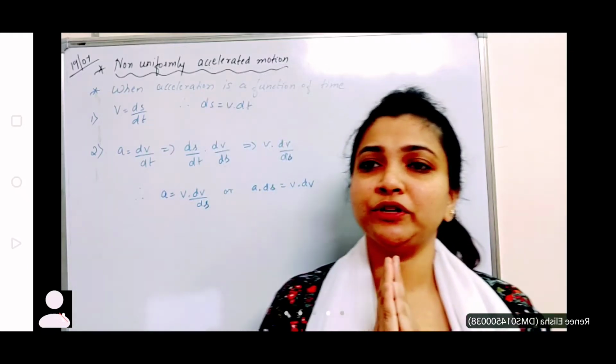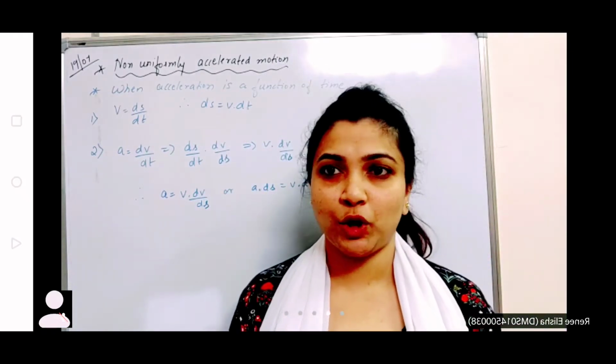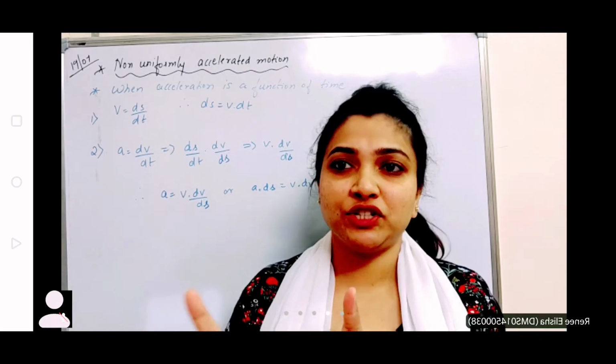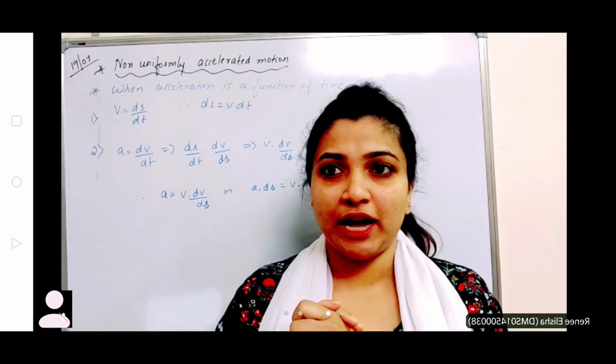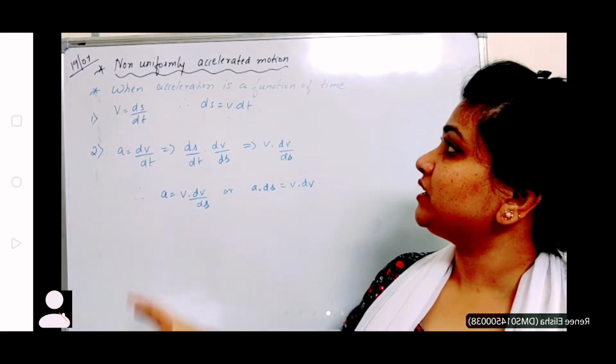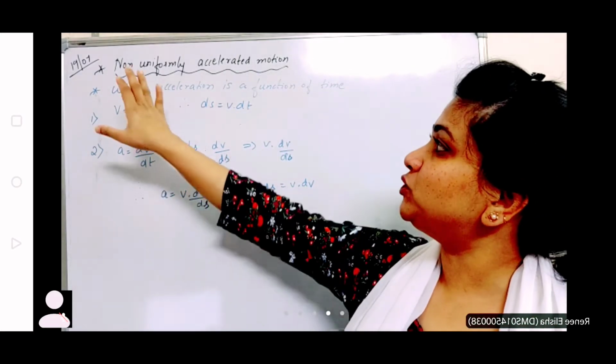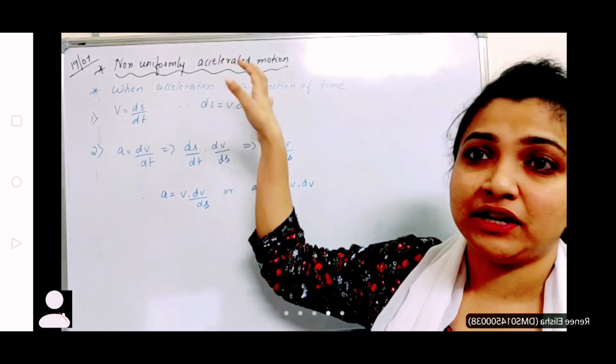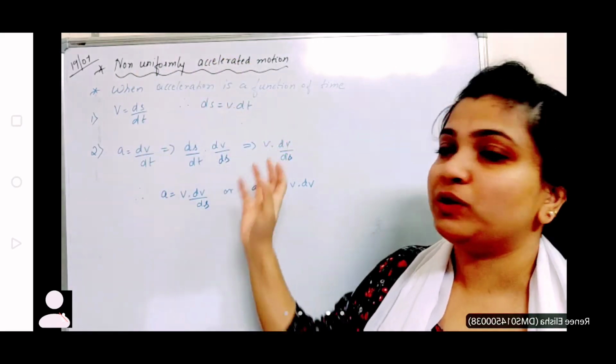Class, we are going to study some of the important topics. This is almost the end of the chapter. We've come to the end of the chapter of motion in a straight line. Today I'll be dealing with just equations. What happens in a non-uniformly accelerated motion? What equations will be there?